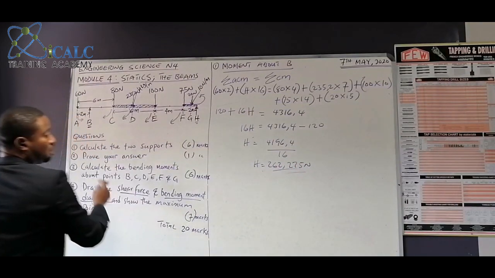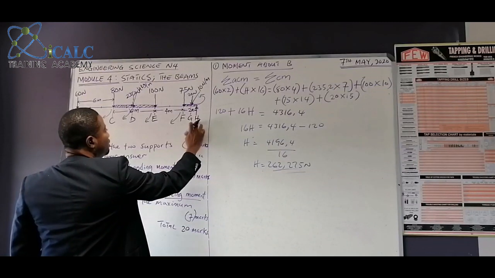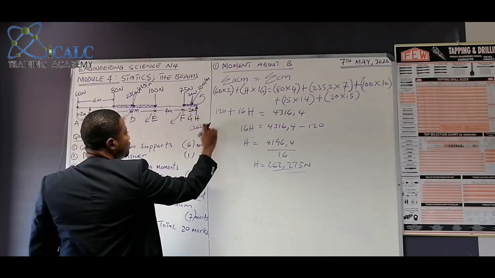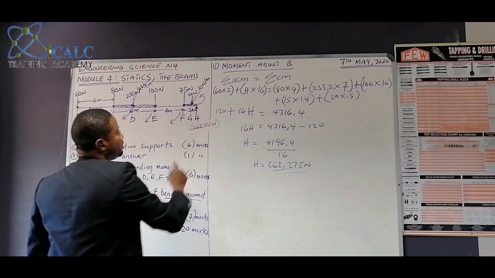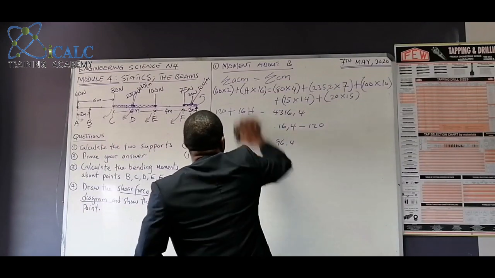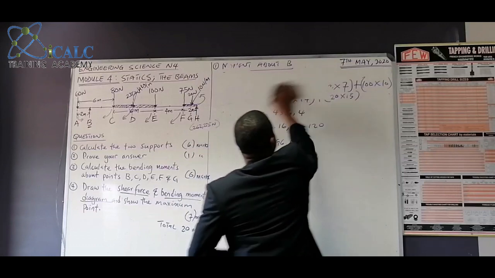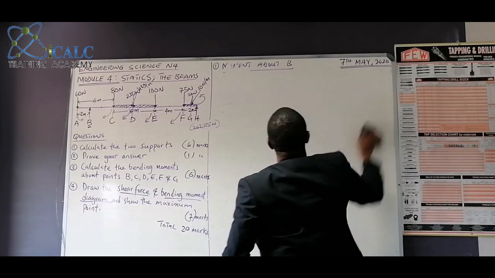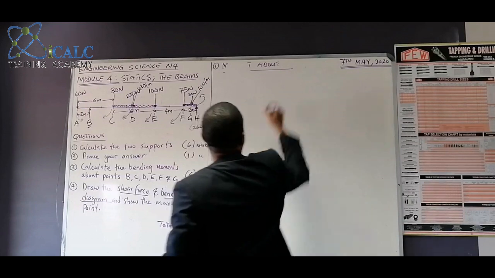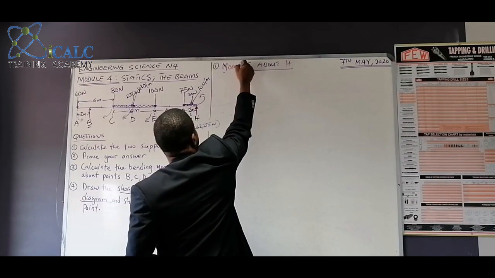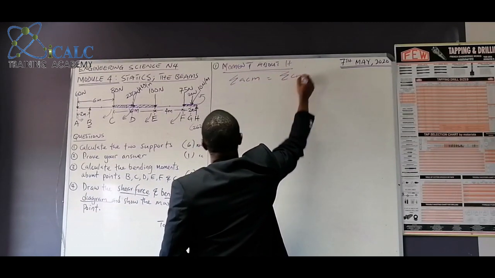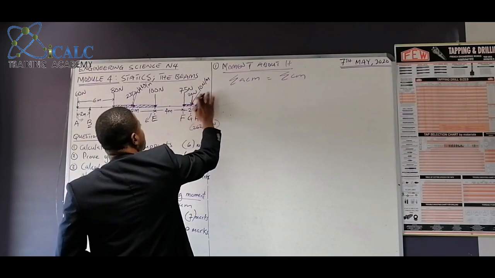Newton. So I always advise that we put the value here, 262.275 Newton. All right. So we have done our moment for B. So let's go ahead and do moment for H now. We still say the sum of anti-clockwise moment equals the sum of clockwise moment. So we will rub all this off.